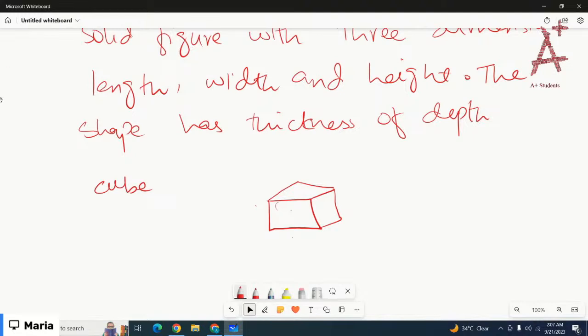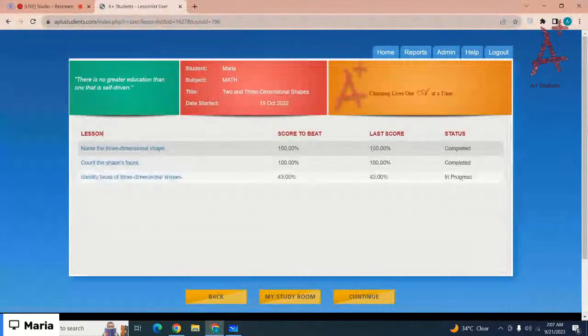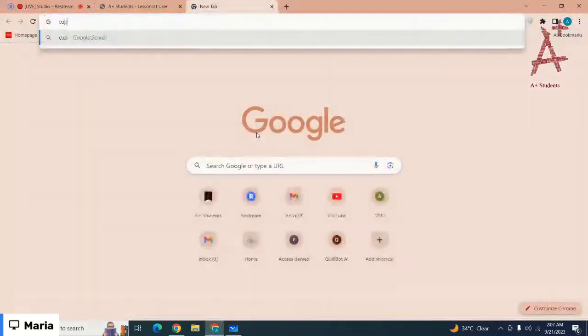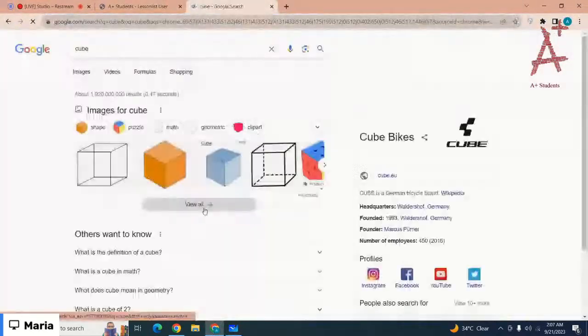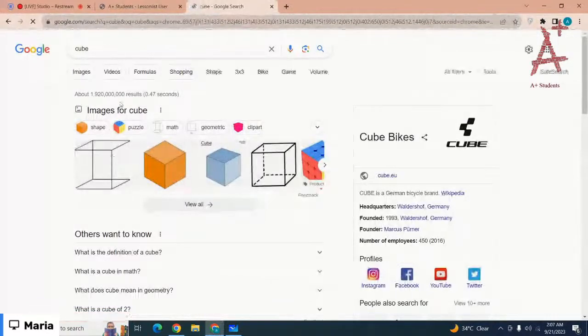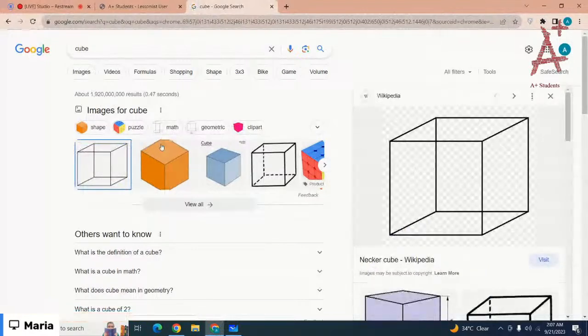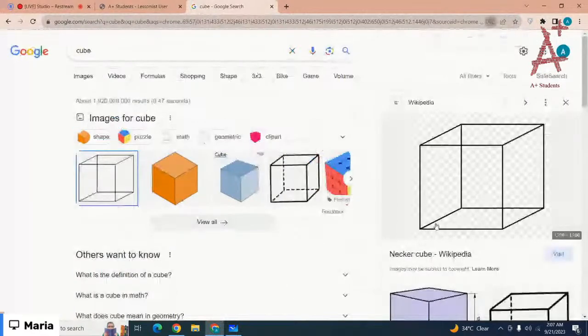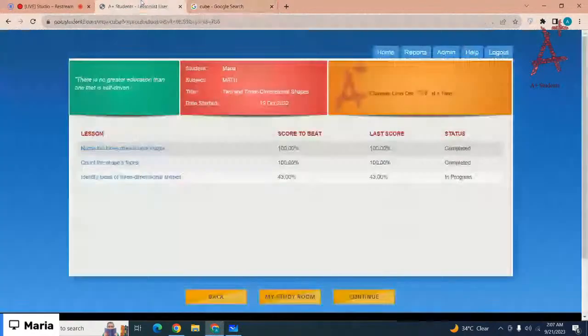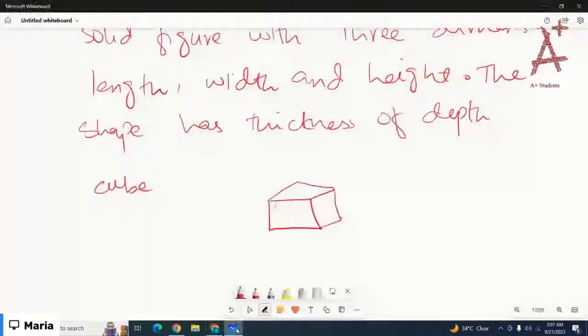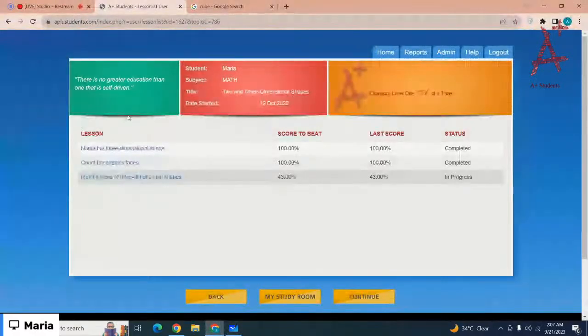Hold on, let me show you the cube. That is three dimensional, right? This one, you can see that it is a six-sided shape, and that it is a three-dimensional shape, right? Got it? Okay, so we're done with the definitions of three-dimensional and two-dimensional shapes. Let's start with the lesson. We can find different examples. Let's start with the first one.